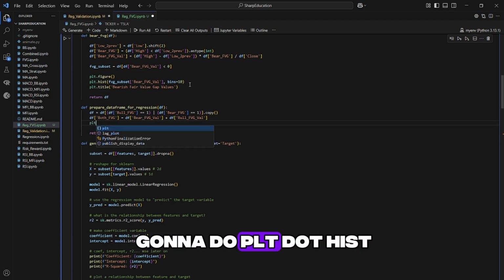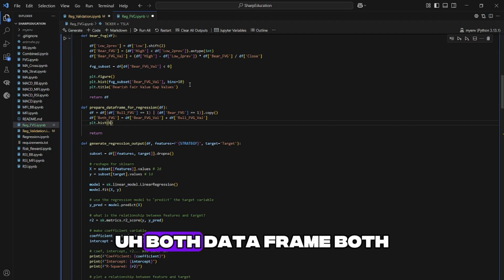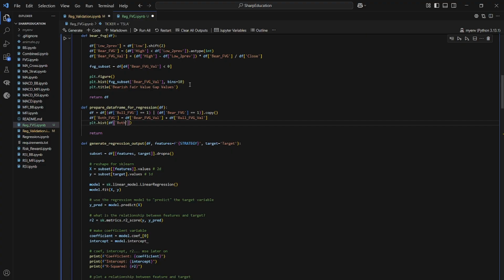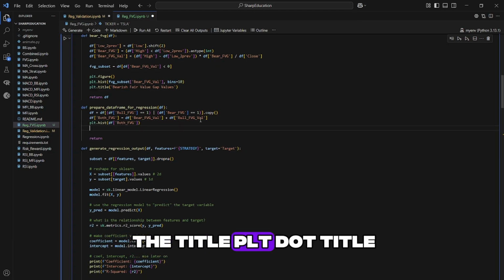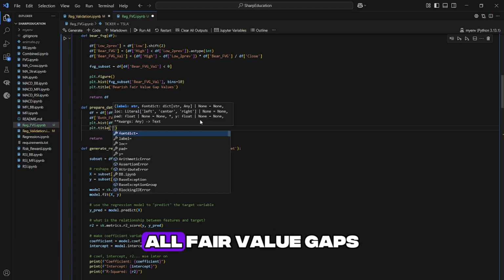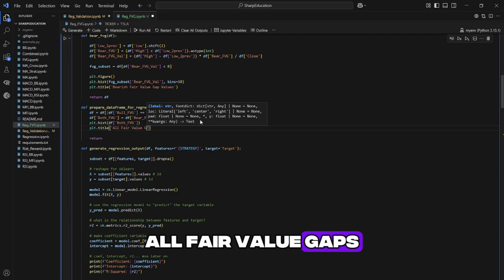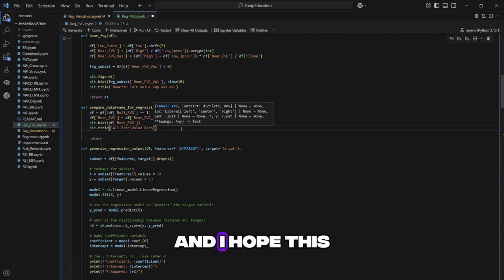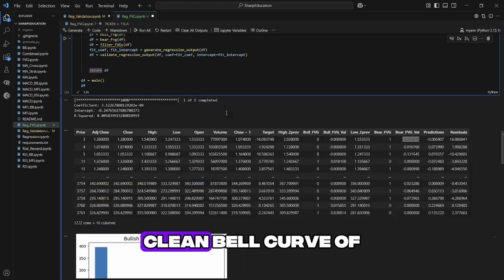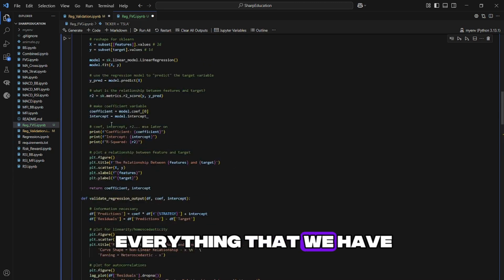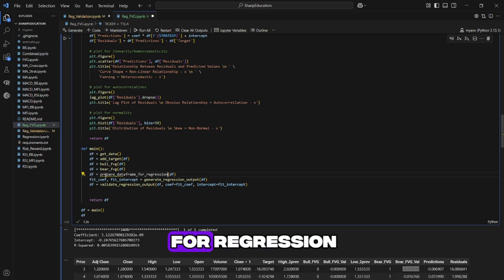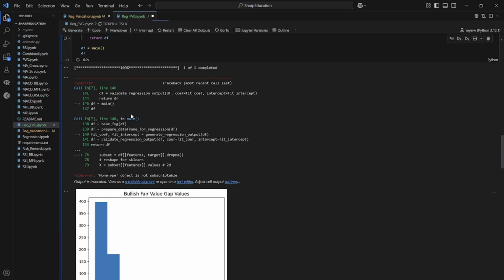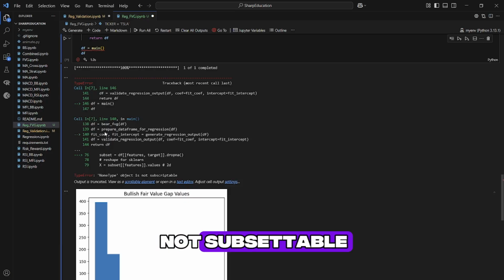values. And I'm going to do plt.hist both data frame both FVG to show you guys what that output will be, and we'll call the title plt.title all fair value gaps. And I hope this returns a nice plot with a good clean bell curve of everything that we have so far. And we rename this function to be filter to prepare data frame for regression. And none type is not subsettable.